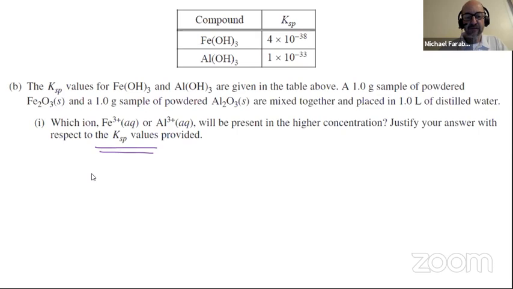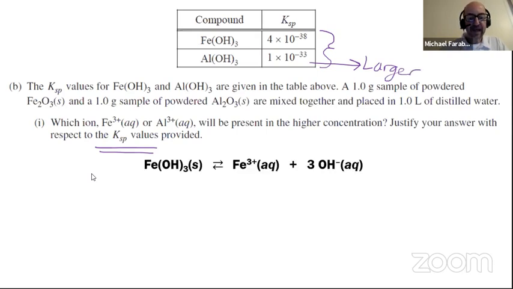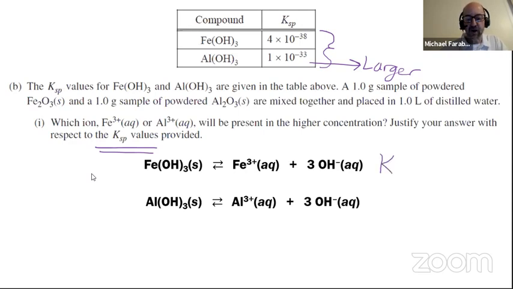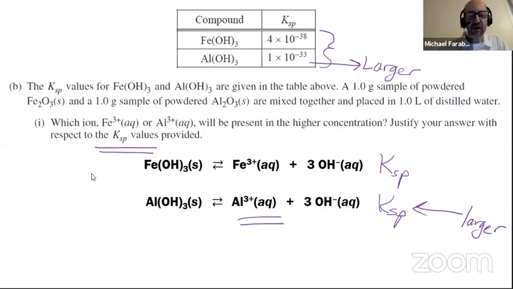So as I compare the magnitude of the KSP values, I can recognize that the KSP for the aluminum hydroxide is larger. And that should mean something to me. The KSP has to do with the dissociation of the solid ionic compound into the aqueous ions. So there are 2 separate KSP values, and this one is larger. Therefore, if it's a larger KSP, I would expect that the concentration of the aluminum ion would be present in a higher value because of the larger value of the KSP.